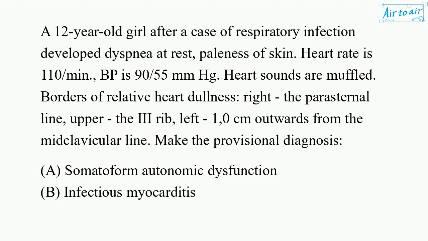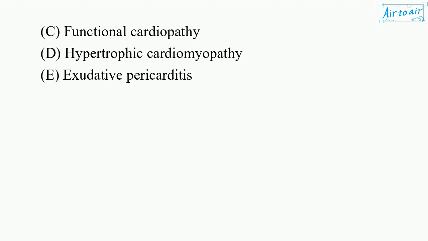Make the provisional diagnosis. A. Somatoform autonomic dysfunction. B. Infectious myocarditis. C. Functional cardiopathy. D. Hypertrophic cardiomyopathy. E. Exudative pericarditis.